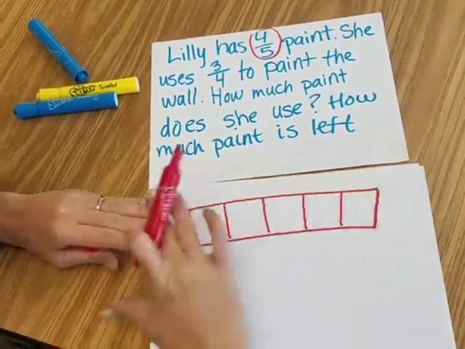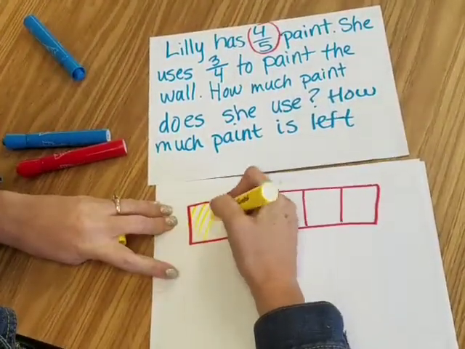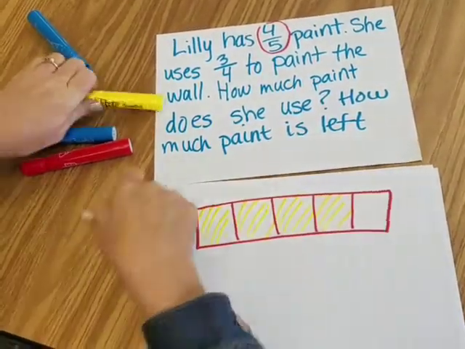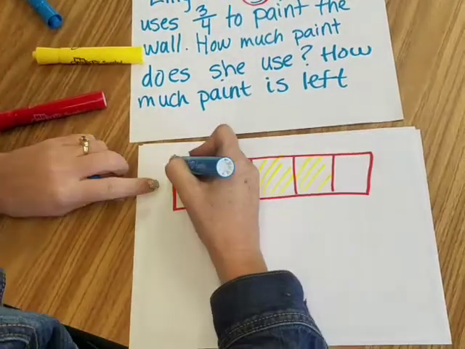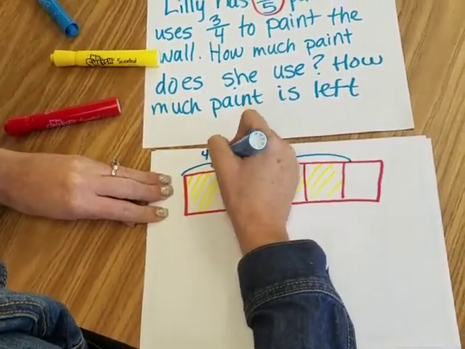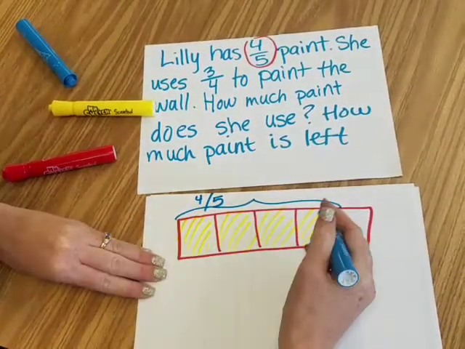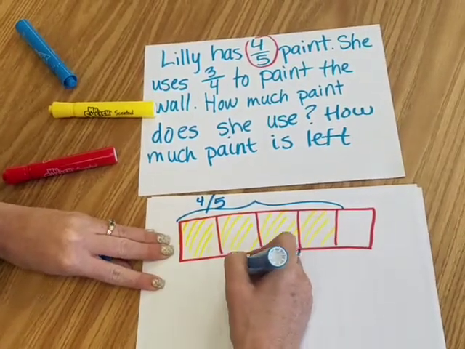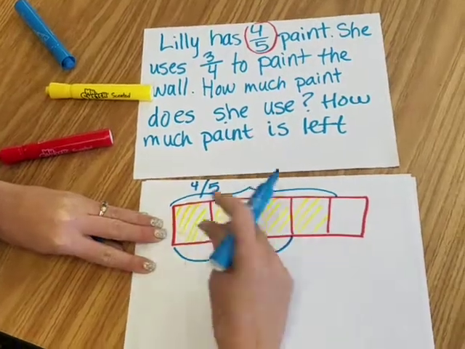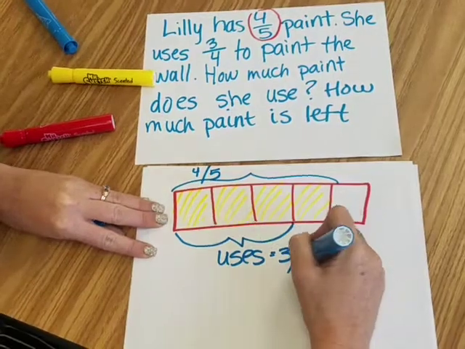1, 2, 3, 4, 5. I got my 5 parts. 4 of them is what she started with. Okay. But now it says that she uses 3/4 of them. But before we do that, let's go ahead and say, okay, this represents 4/5. But she uses 3/4. Well, 1, 2, 3, 4, that's 4. She uses 3 of these, which is another way of saying 1, 2, 3 out of 1, 2, 3, 4, 5.